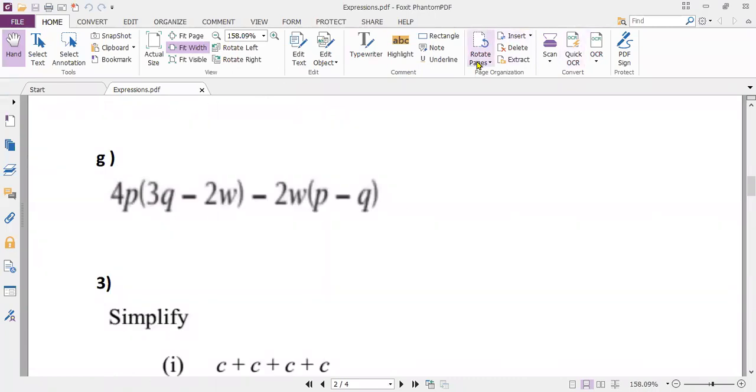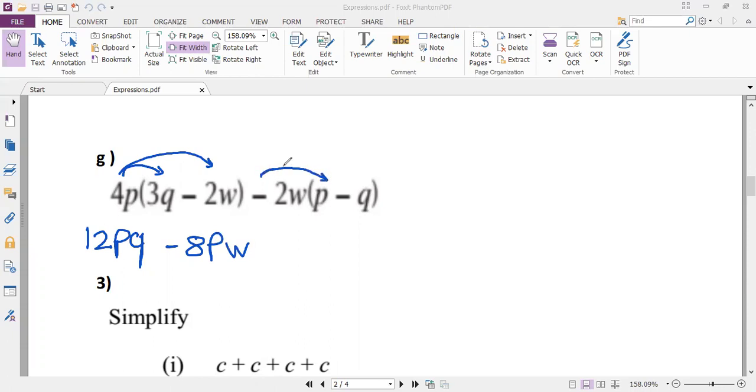The last one in this question, I have 4p multiplied by 3q. So 4 times 3 is 12. And p times q, just write pq. So I multiplied 3 by 4 because we can multiply them. And p times q equals pq. The next, I have 4 times negative 2, it's negative 8. And p times w, pw.